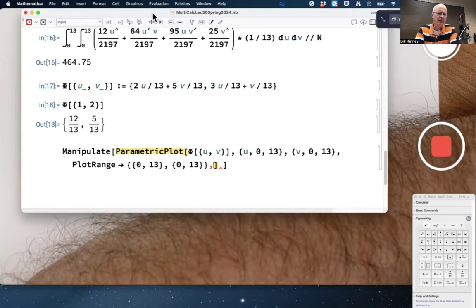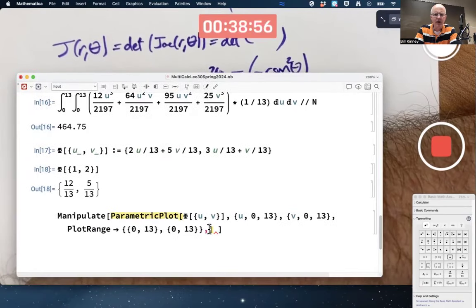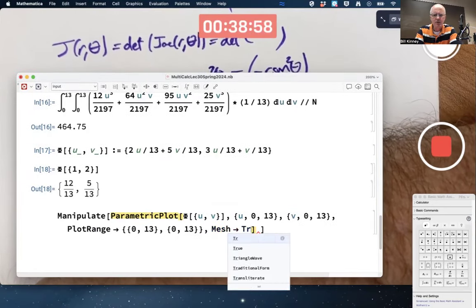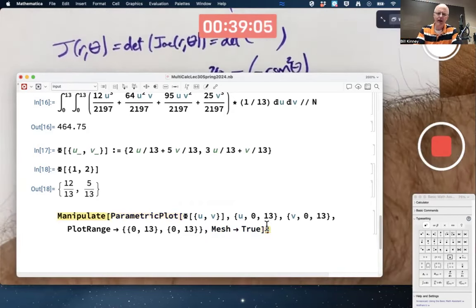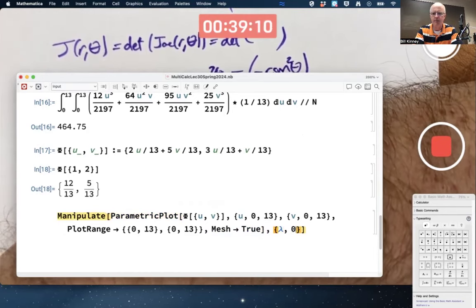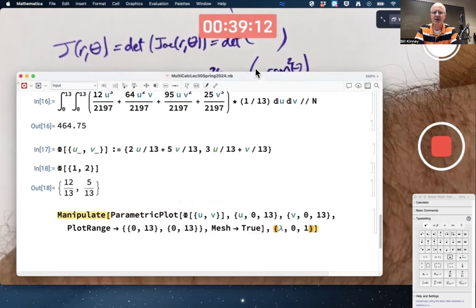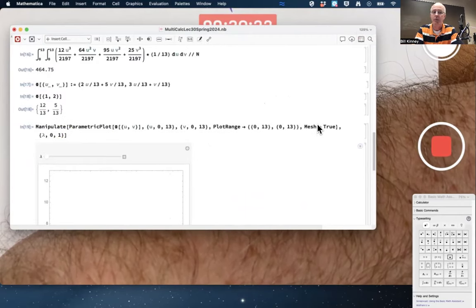I want to see a grid as well. What's the command I need for that? I think let's try Mesh -> True. I think that'll put some grid lines, so to speak, in here. So if I'm going to have an animation parameter, you see this is inside of Manipulate. I'm going to call the animation parameter lambda going from 0 to 1. If I enter this as is, all I'm going to see is a square with a bunch of grid lines in it. Oh, or parallelogram, actually. Never mind. That's the final image.